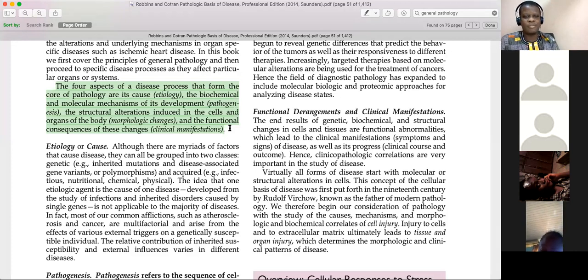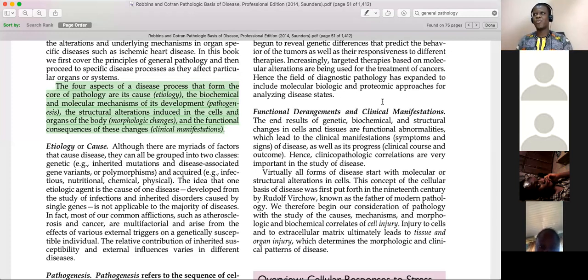Then the second thing is the pathogenesis. Pathogenesis talks about the biochemical and molecular mechanisms that lead to the development of that disease. It's just like you're looking at the steps involved that will lead to that particular disease. So the first thing you know is the cause. The second thing is the pathogenesis: how does the disease arise? What are the different elements that would come in to lead to that disease?